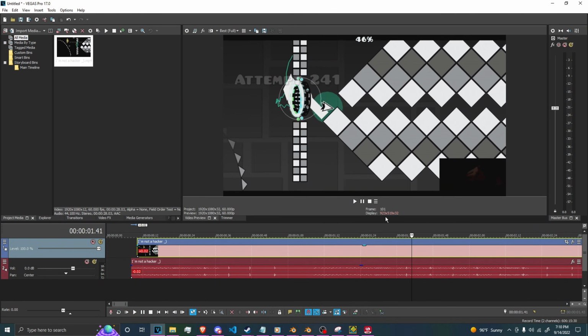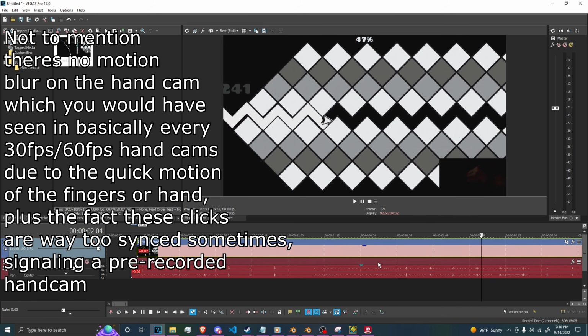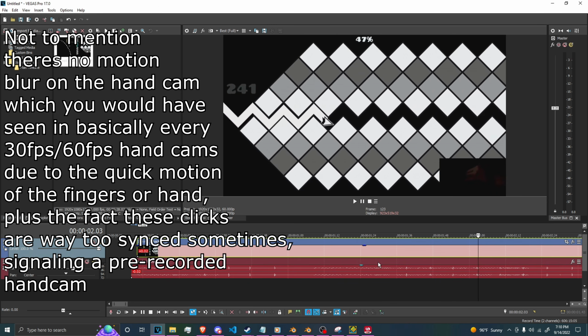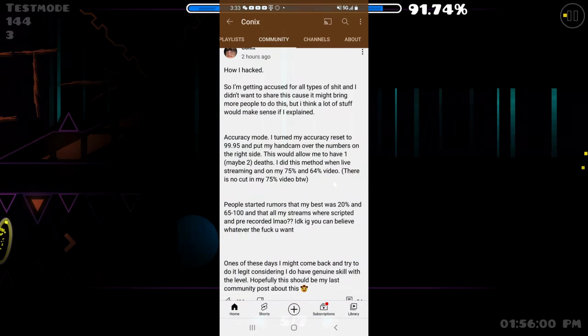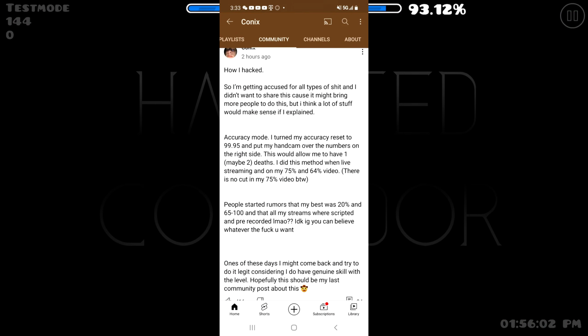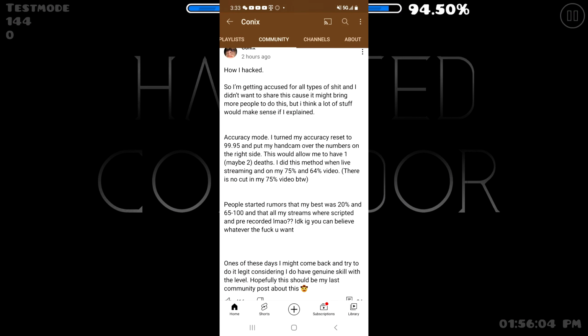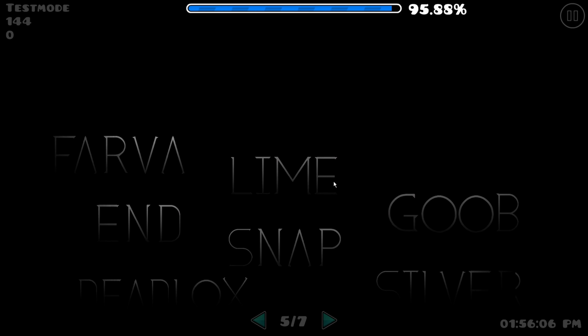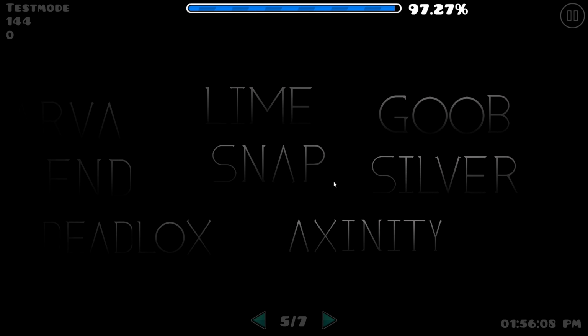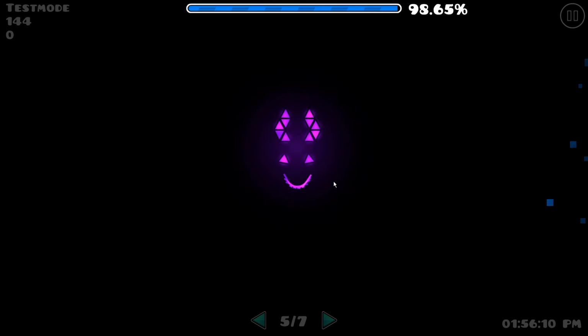A hand cam only serves as a distraction for proving yourself to not be a cheater when you have severe allegations against you. It doesn't serve as full proof. I'd also like to harken back to whenever Connex hacked VSC, he used a hand cam to hide his no-clip accuracy run. So Nick, what are you hiding back there in that dark hand cam? Give me the raw footage and I'll look into it.